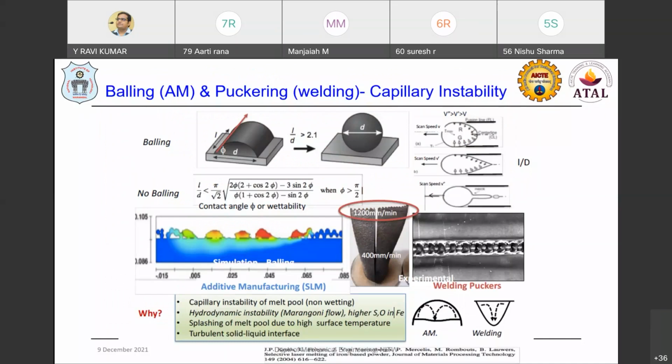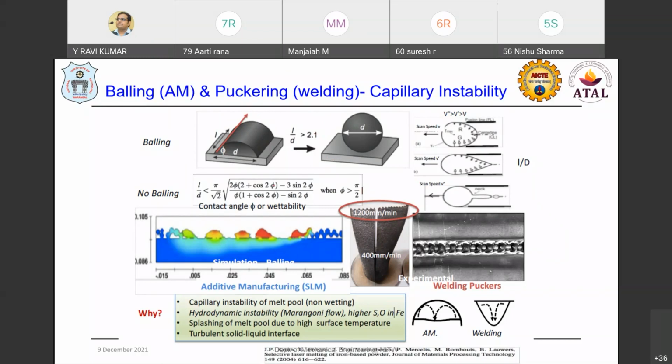See here how this balling effect or puckering effect appears when we are talking about welding. When we have these kinds of defects, the balling effect or puckering effect, these capillary instabilities are going to occur in the AM process. When the diameter to length ratio is greater than pi by 2, we are going to have no balling effect. When it is less, we are going to have the balling effect. That is, if the L by D ratio is more than 2.1, definitely we are going to have this kind of balling effect.